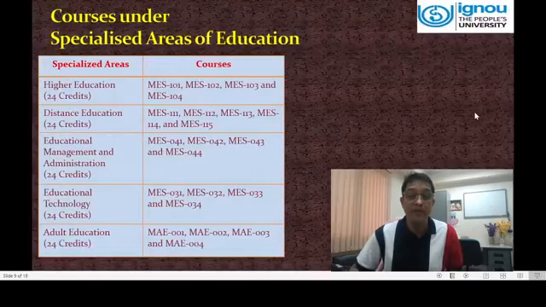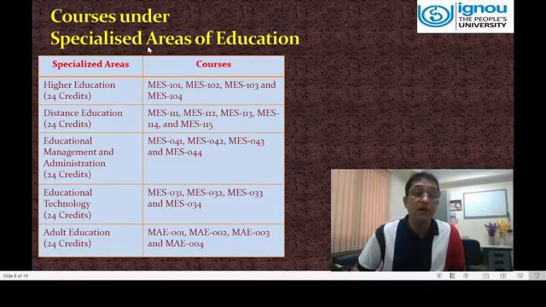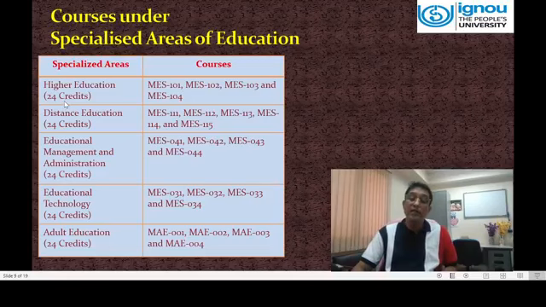You have to choose one area and you have to study all the courses of that area. For the courses under specialized areas of education, just like I was talking earlier in the last slide, 5 specialized areas are there. In higher education, 24 credit courses are there, and these are the 4 courses that you have to study in the second year: MES 101, 102, 103, and 104. Accordingly, in distance education, MES 111, 112, 113, 114, and 115.